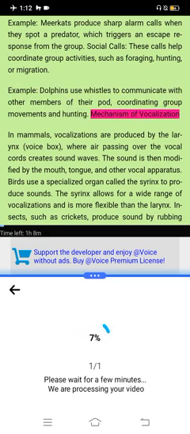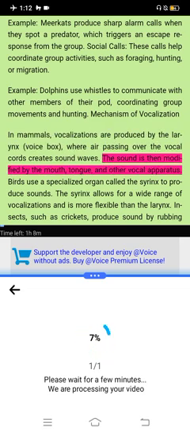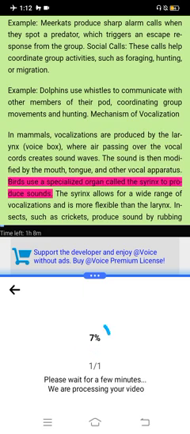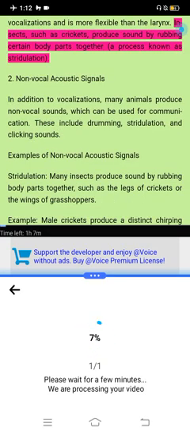Mechanism of vocalization. In mammals, vocalizations are produced by the larynx, voice box, where air passing over the vocal cords creates sound waves. The sound is then modified by the mouth, tongue, and other vocal apparatus. Birds use a specialized organ called the syrinx to produce sounds. The syrinx allows for a wide range of vocalizations and is more flexible than the larynx. Insects, such as crickets, produce sound by rubbing certain body parts together, a process known as stridulation.